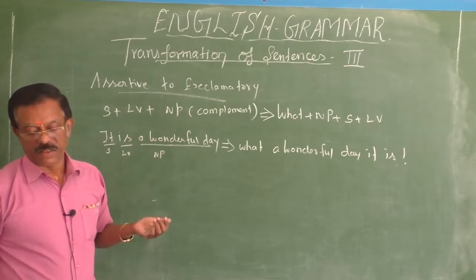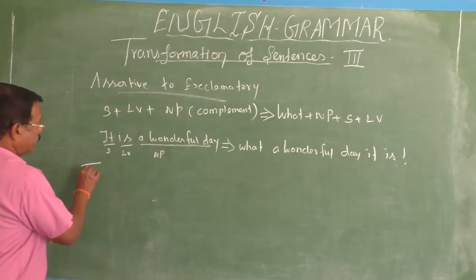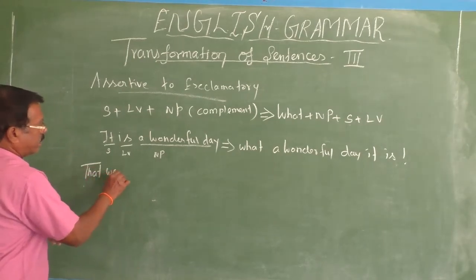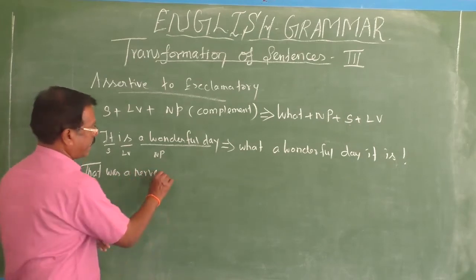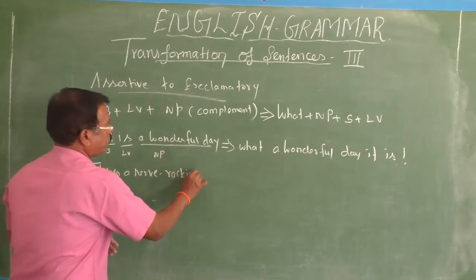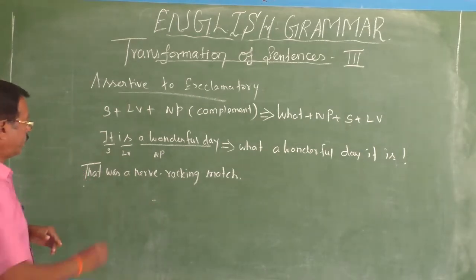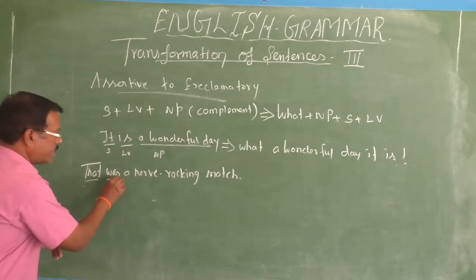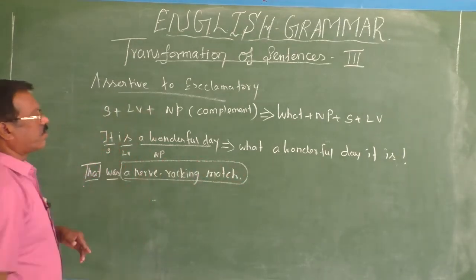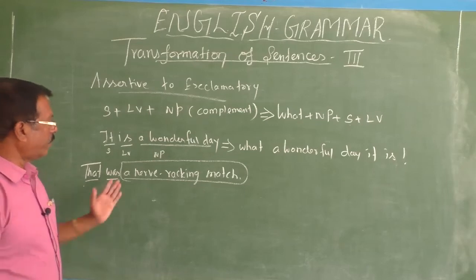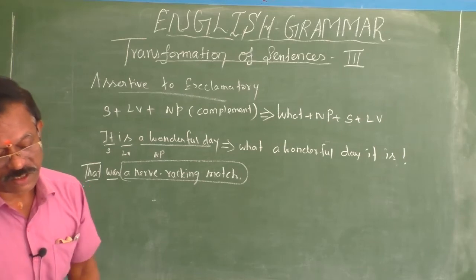I'll give you more examples. That was a nerve-wracking match. See, that was a nerve-wracking match. Full stop. So it is an affirmative sentence. That is the subject. Was is the linking verb. A nerve-wracking match is a subject complement. Okay, fine. Now we have to change this sentence into an exclamatory sentence. How can you change it?